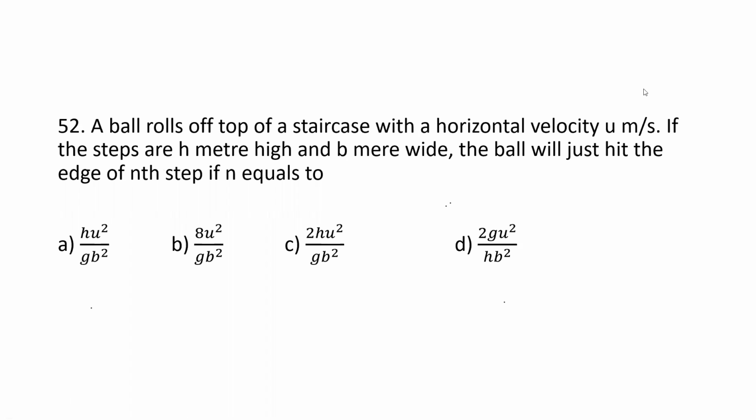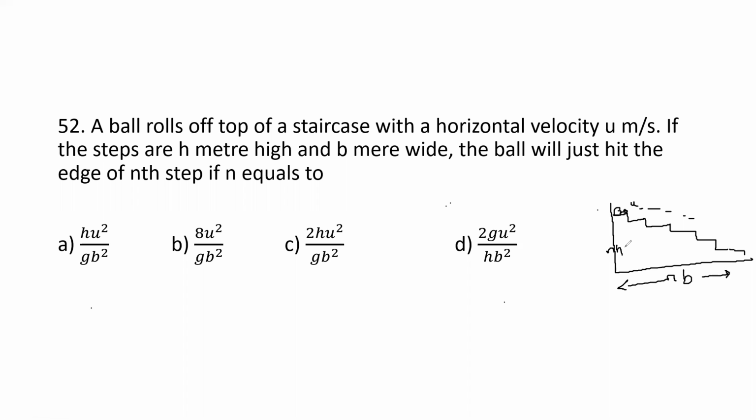So here we can take the figure like that. We can assume these are the steps here, a staircase. Like this we can take the figure. A ball is rolling from the top with an initial velocity of u. Here they are saying this value is n of breadth, and height is given by n into h.